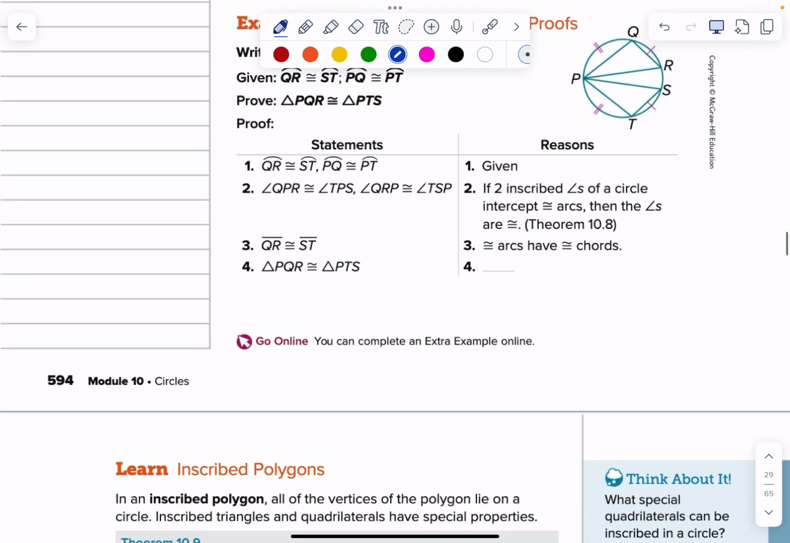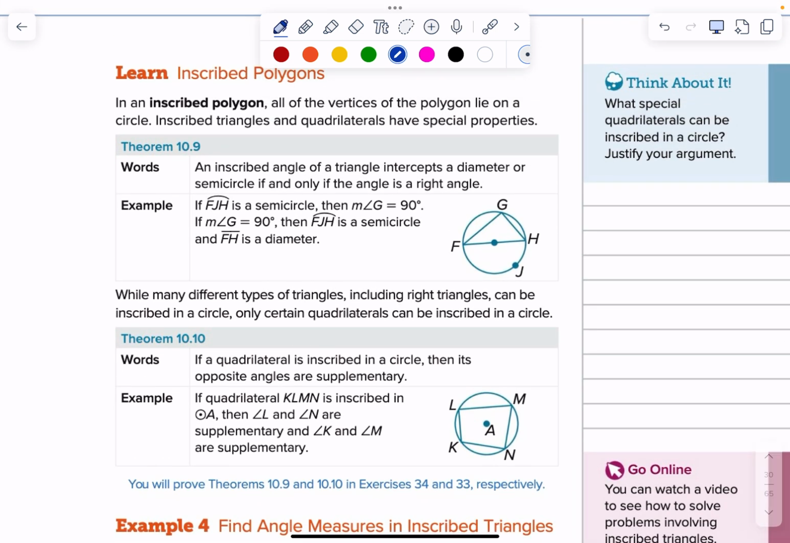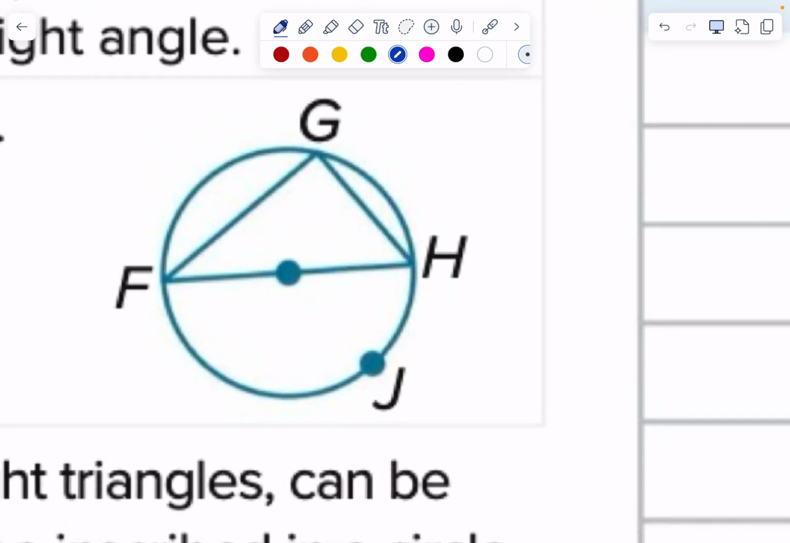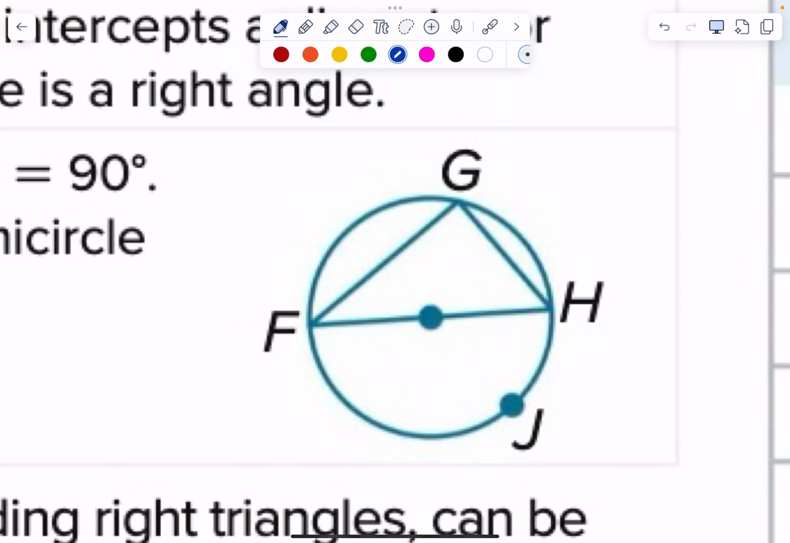All right, example 3, skip. Go to one more couple really important things. Ready? This little diagram right here. Go to where it says inscribed polygons. This is super, super, super, super important. Are you ready? They're going to get you on this one.